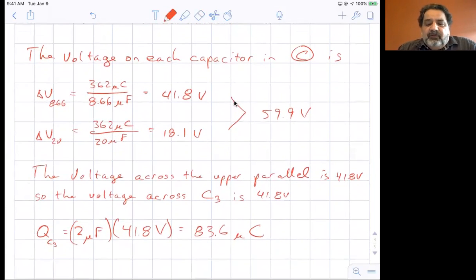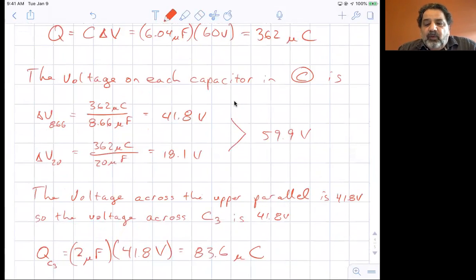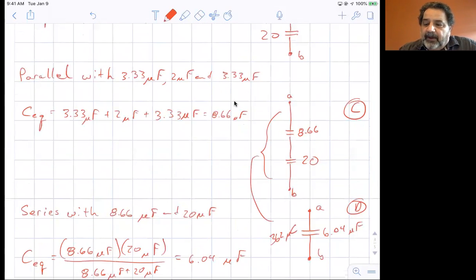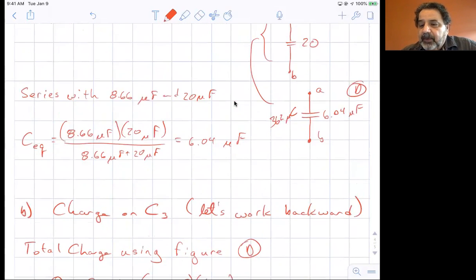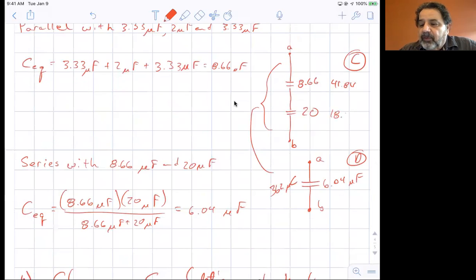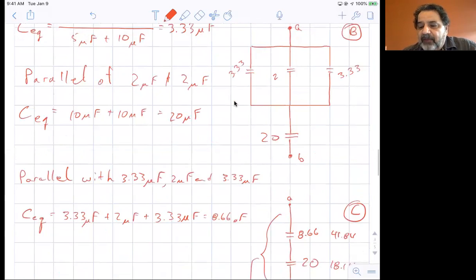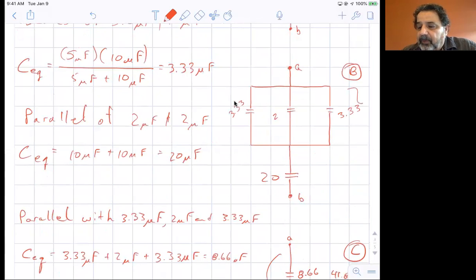Now, the voltage across the upper parallel is 41.8 volts. I'm sorry, I talk faster than I write. 41.8 volts here. And what was the other? 18.1 volts here. Running out of room, that 41.8 is across this upper branch.